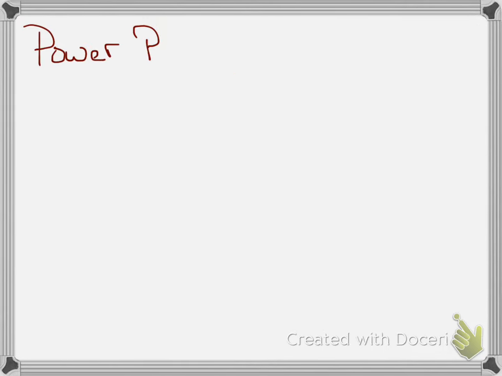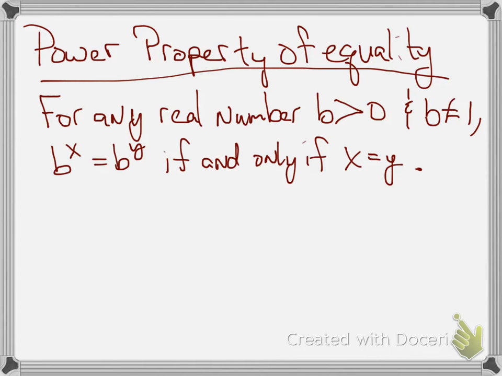Okay, so what does that lead us up to? Now we can also talk about the power property of equality. For any real number b greater than 0 and b is not equal to 1, b to the x power is equal to b to the y power if and only if x equals y. What does that all mean? It means basically now we can set up, say, exponent equations. And we can basically say if I have the same base, I can solve for x from 2 exponents.